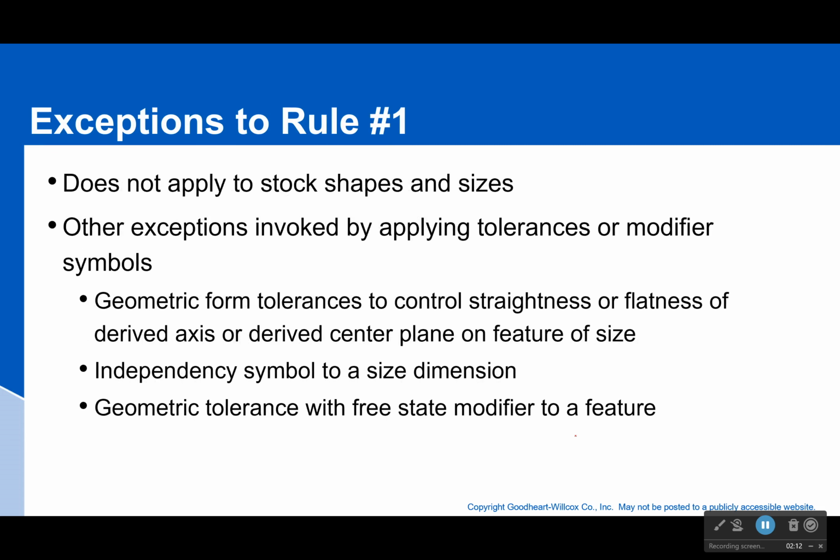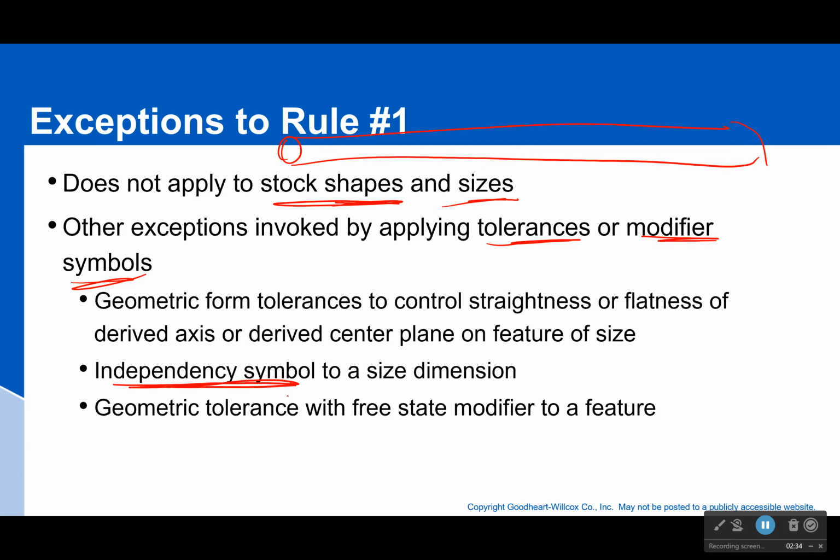Now there are exceptions to this. It doesn't apply to stock shapes and sizes. It might be when you have an extremely long cylinder, things that come in very, very long lengths. It just doesn't make sense. We can also have an exception invoked by applying tolerances or modifier symbols. The independency symbol is an important one here. If you add the independency symbol, which looks like an I with a circle around it, and you put it next to a size dimension, it simply states that size dimension doesn't have to have perfect form at the max material condition.